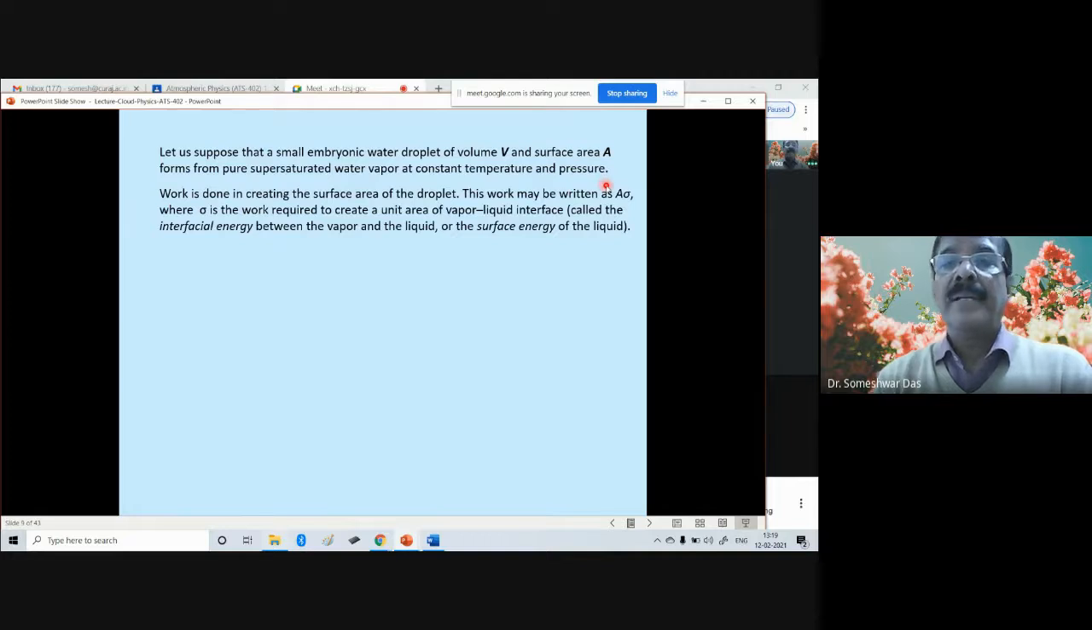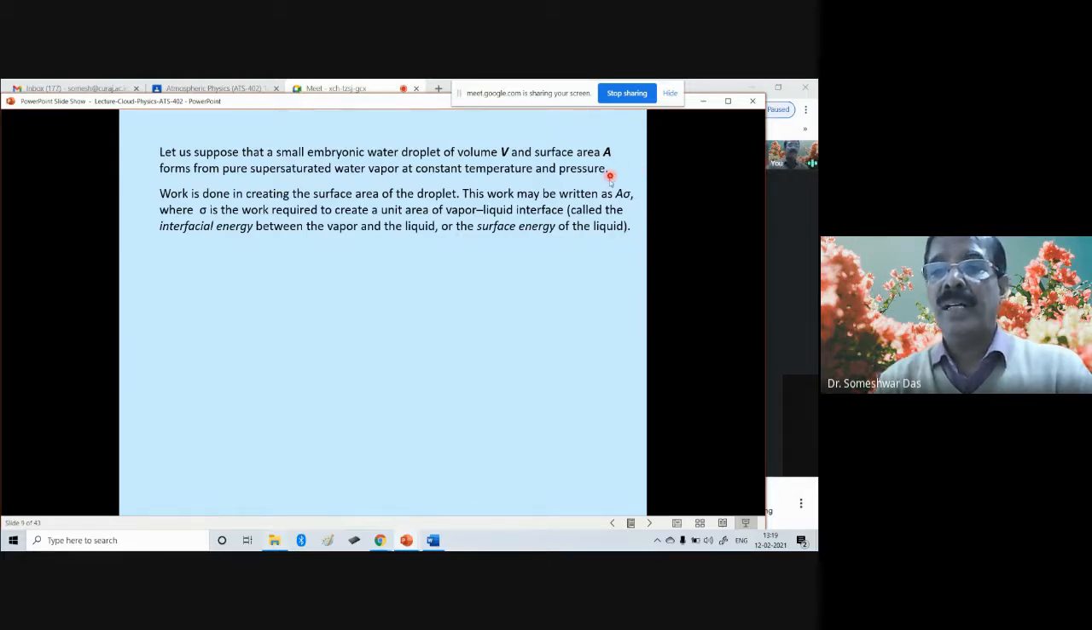Then during the formation of the water droplet, some amount of work is done, right? Some amount of work is done in creating the surface area of the droplet. Now, this work may be written as A times sigma, where A is the surface area and sigma is the work required to create a unit area of vapor-liquid interface, called the interfacial energy between the vapor and the liquid, or the surface energy of the liquid.